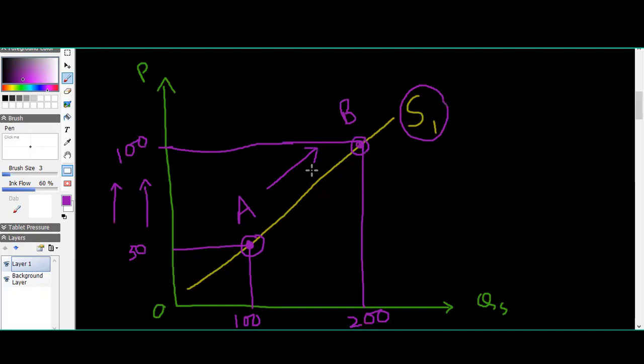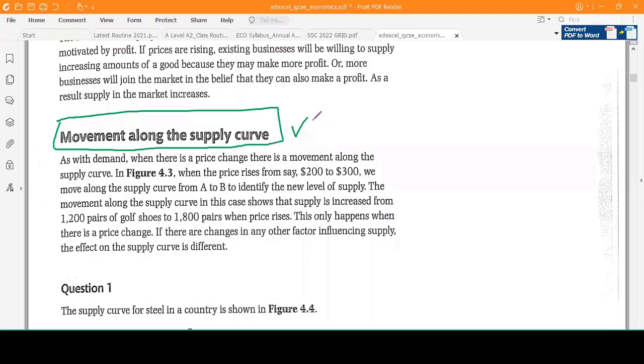Movement occurs when there is a change in price only. No other factor has been changed, only the price has been changed. So just because of a change in price, supply has also increased or decreased. And we have moved from one point to another point on the same supply curve. This is called the movement along the supply curve.